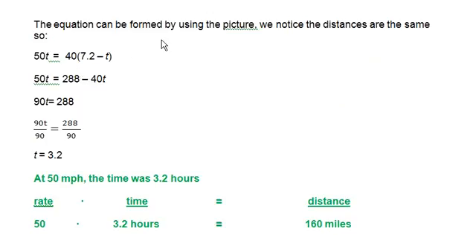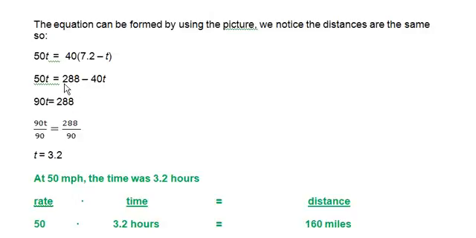The equation can be found by using the picture that we had above. We notice that the distances are the same. So if I take the distance from the table, which is 50t to go, and to return would be 40 times (7.2 minus t), that gives me my equation. I set the two distances equal. Now I use my distributive property and get 288 minus 40t.